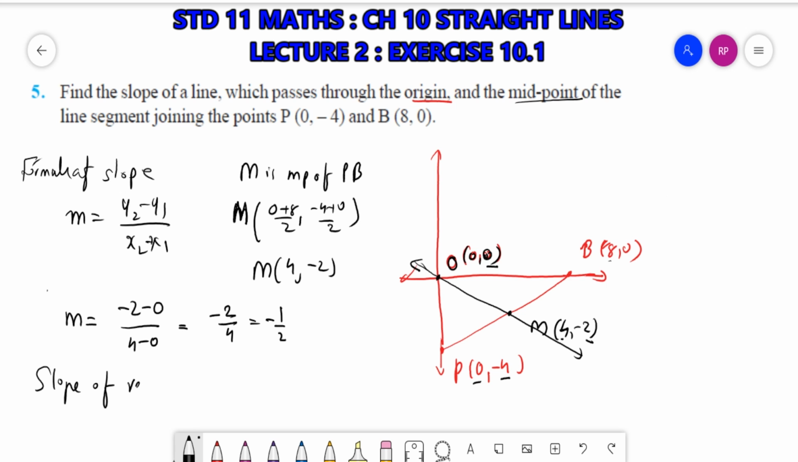So the slope of the required line is minus 1 by 2. Okay, so this was about question number 5. So just note it down.